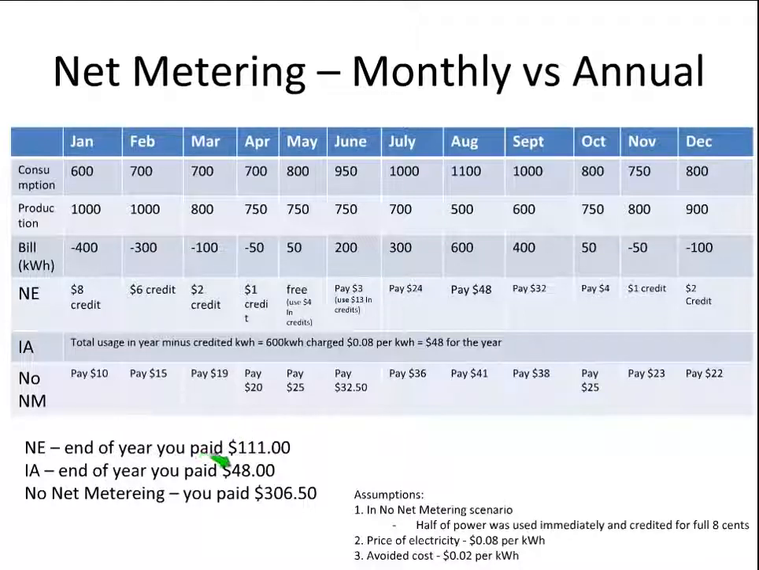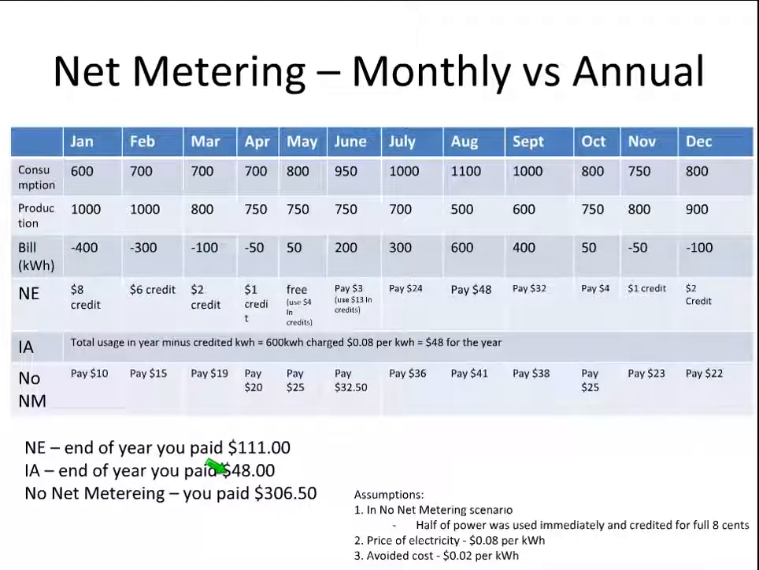In Iowa, I would only pay $48, because I was able to pass those credits on into those summer months, offsetting some of those costs. If I had no net metering, with the same wind turbine, so basically on a use-it-first situation, I'd pay about $306. So you can see that there is absolutely a benefit to any net metering policy, whether it's monthly or an annual net metering policy like Iowa's.